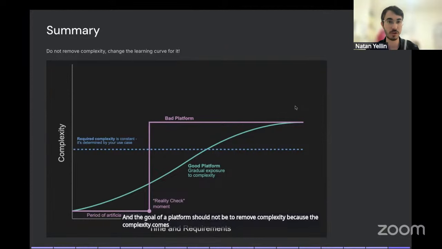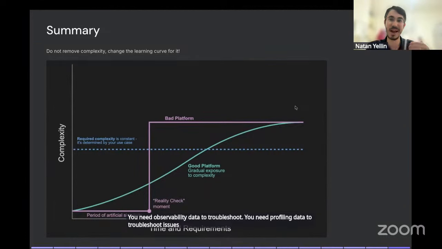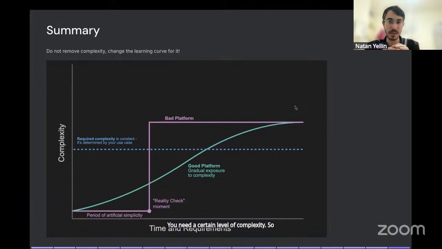You need canary deployments. You have a certain level of complexity. You need auto scaling according to Kafka topics. You need a certain level of complexity. You need observability data to troubleshoot, or you need profiling data to troubleshoot issues inside the application because you've had a bunch of errors like that, right? You need a certain level of complexity. So complexity is a constant.